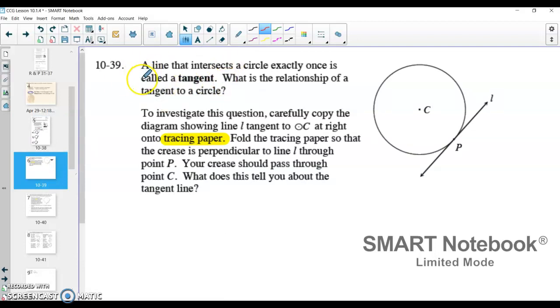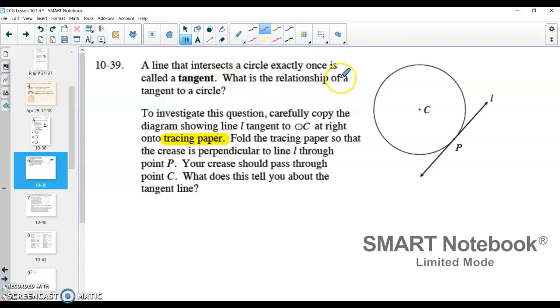It might be a good idea to go to the ebook and click on that tangent. They'll have that word highlighted. You can see that book definition of what it really means. But again, it's just what this is here too, a line that intersects a circle at 1 point. So there it is, a line that intersects a circle at exactly 1 point is called a tangent.